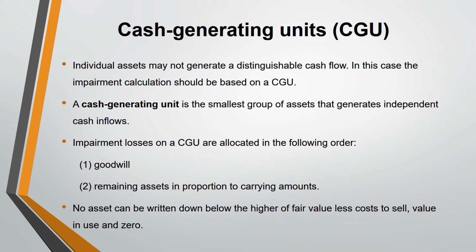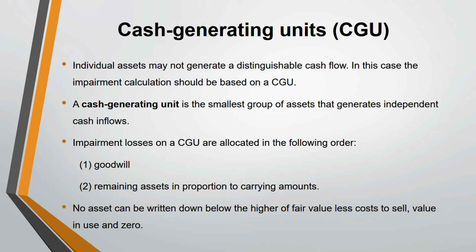And another area which students often forget is that no asset can be written down below the higher of these three things: fair value less cost to sell, value in use, and zero. Whichever is the higher out of these three, maximum only up to that much you can reduce the amount of your asset. More than that, you cannot write down your asset. In short, what is it trying to say? That your asset cannot become negative. It cannot fall below zero. Max it can fall is zero.